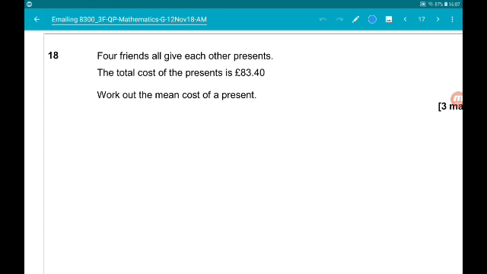Okay, question 18. 4 friends all give each other presents. How nice. The total cost of the presents is £83.40. Work out the mean cost of one present. So, if there are 4 friends and they all give each other presents, say person A has to give a present to B, C and D. So in total, the total number of presents is, well, each of the 4 people have to buy 3 presents. So it's 4 times 3, which is 12.